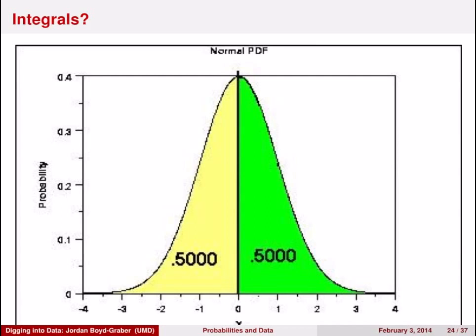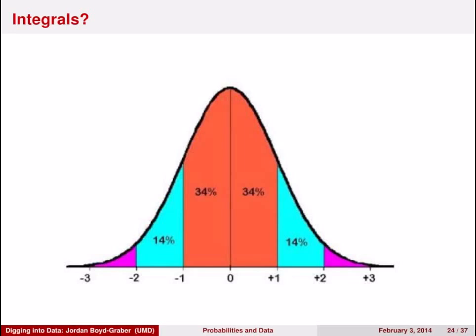Similarly, we can cut the normal distribution in half. Everything to the right of our cut has probability 0.5. Everything to the left of our cut has 0.5. This is because the normal distribution is symmetric. And integrals, if you've taken calculus, is just a fancy name for taking the area under a curve.